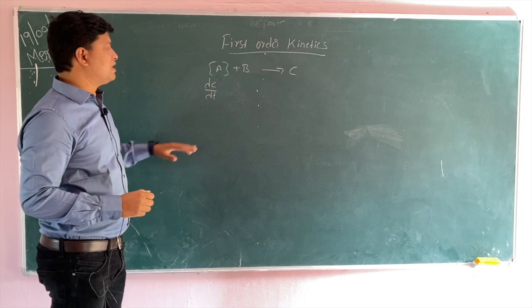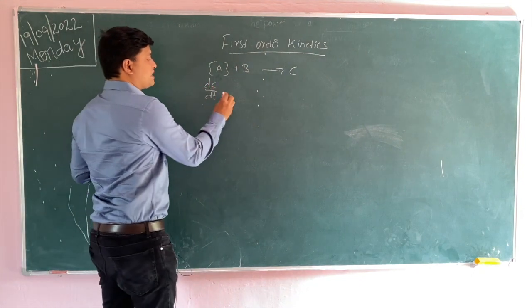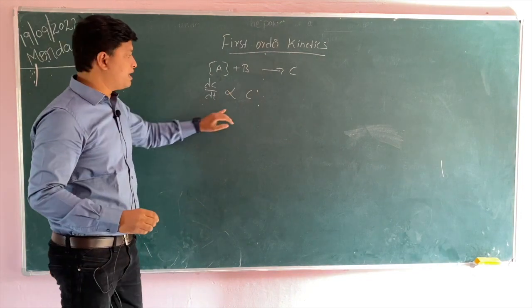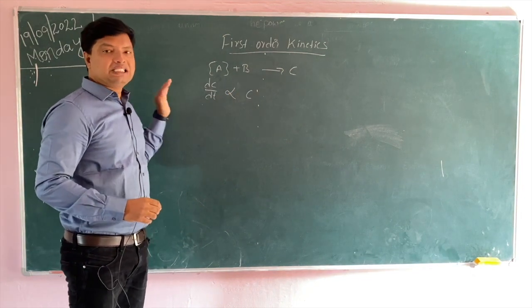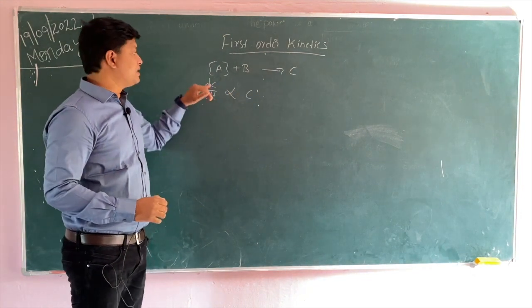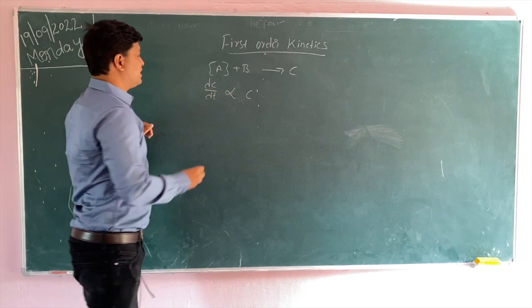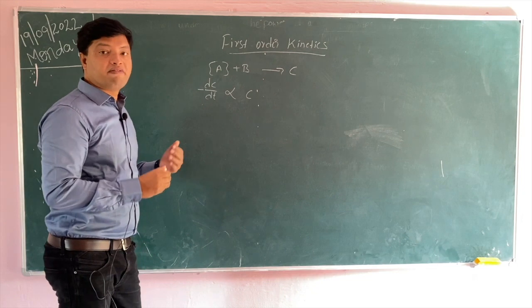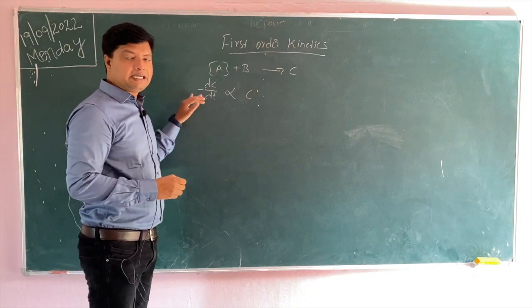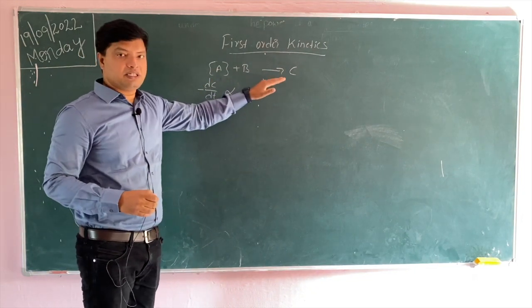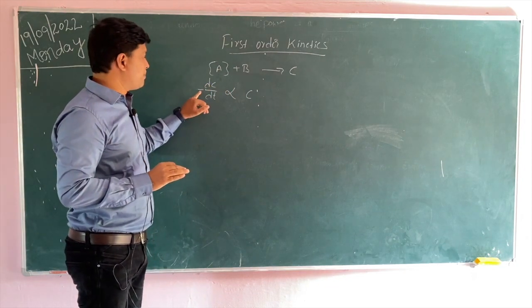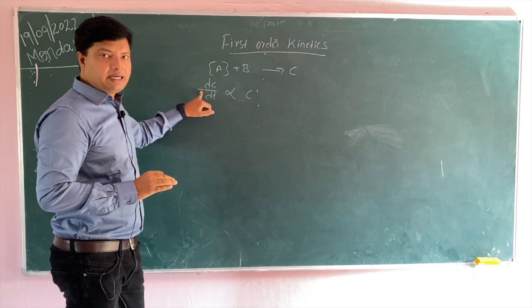So, we start with the derivation. The rate of reaction is dependent on the concentration term of one reactant, hence I am writing C here. As the reaction proceeds, the reactant concentration will decrease. This dC by dt is the change in concentration of reactants, not the product. As the reaction proceeds, the concentration of reactant will decrease, hence to represent that I will denote a negative sign.